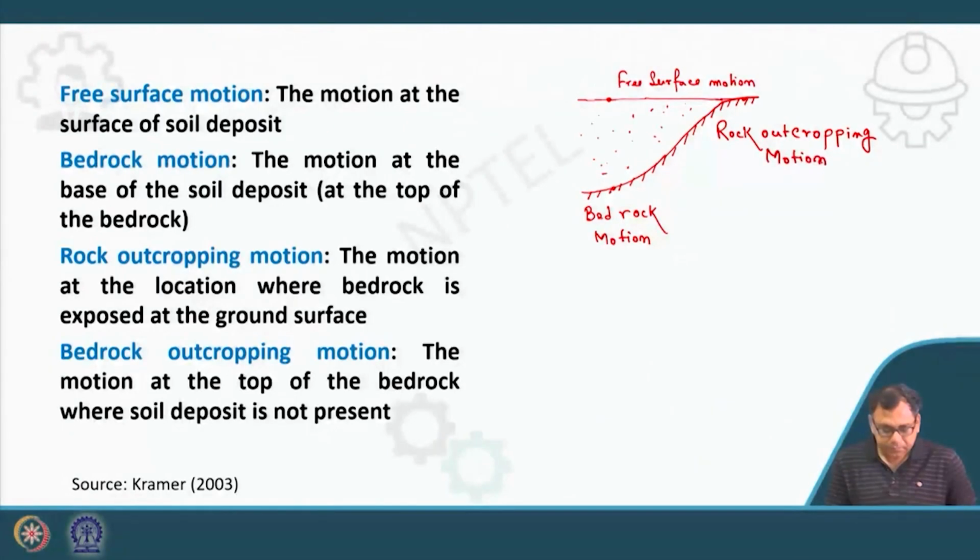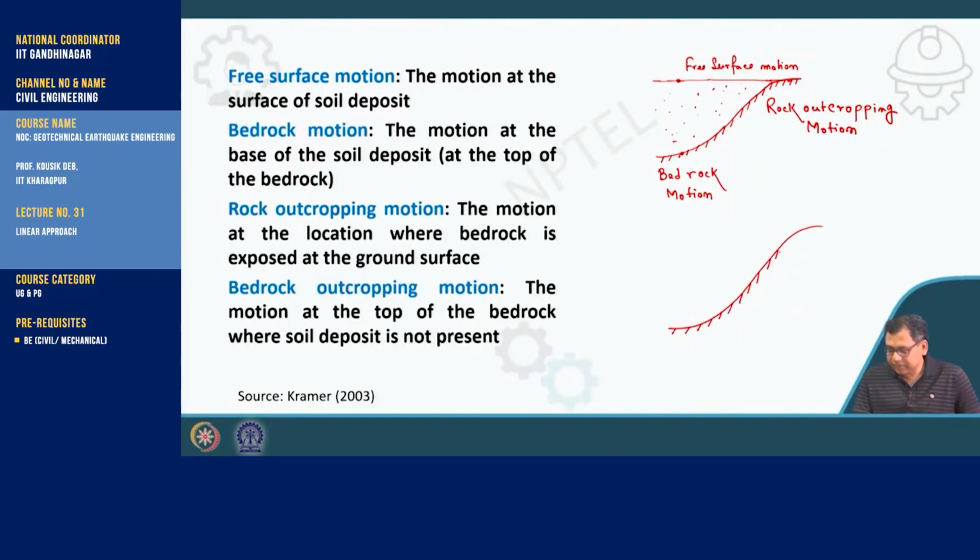And the next one is the bedrock outcropping motion. The motion at the top of the bedrock where the soil deposit is not present is called the bedrock outcropping motion. So, if I draw that, here the soil surface is present. Suppose another condition, this is the bedrock, but where soil is not present. In such a condition, here it will be rock outcropping motion like the previous case, it is exposed to the ground surface.